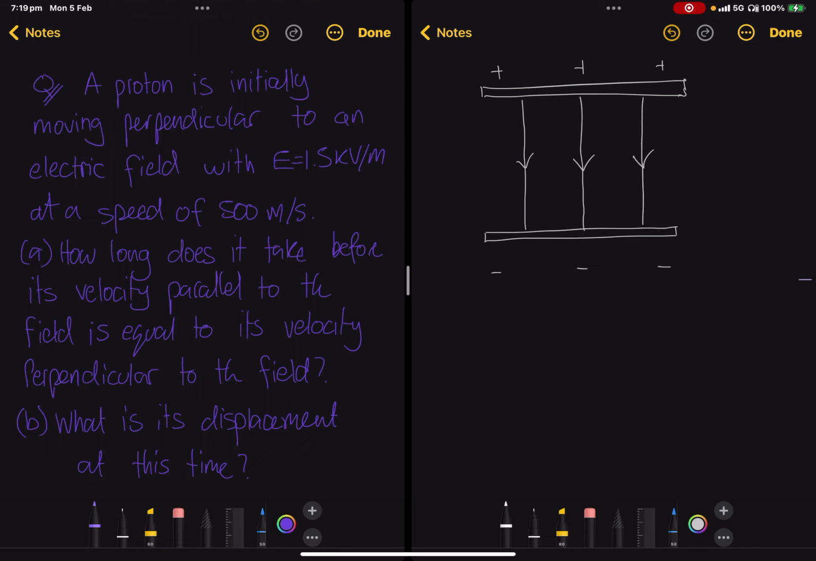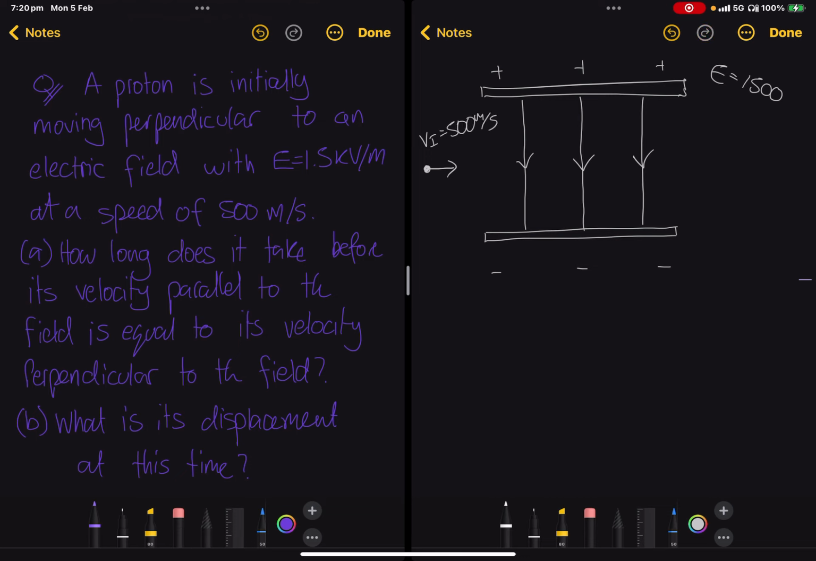Now the proton, this is a proton, is initially moving perpendicular to an electric field. So the proton is initially entering it this way. Parallel would be this way, perpendicular is this way. We're told the field has a strength of 1.5 kilovolts per meter. Well, that's 1500 volts per meter. We're told the proton's initial velocity is 500 meters per second.